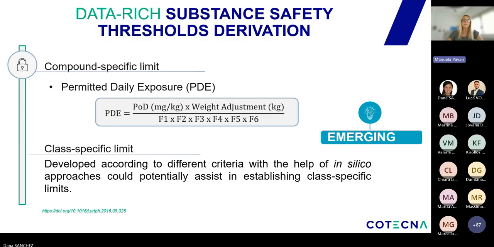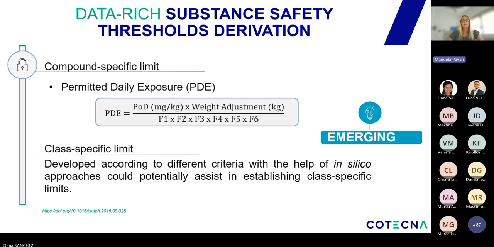However, in some cases, rather than deriving a limit for an individual compound, substances can be grouped based on the fact that they share some similarities in the chemical structure or in the toxicological behavior. For these groups, a class-specific limit may be defined. This approach is specifically useful when the data are limited for an individual member, but robust information exists for the class as a whole.